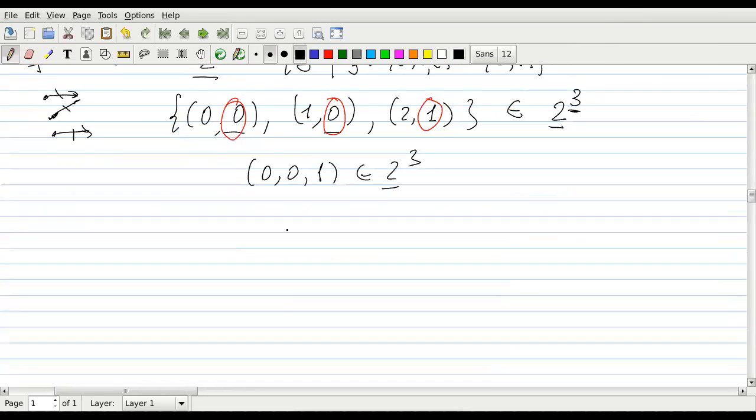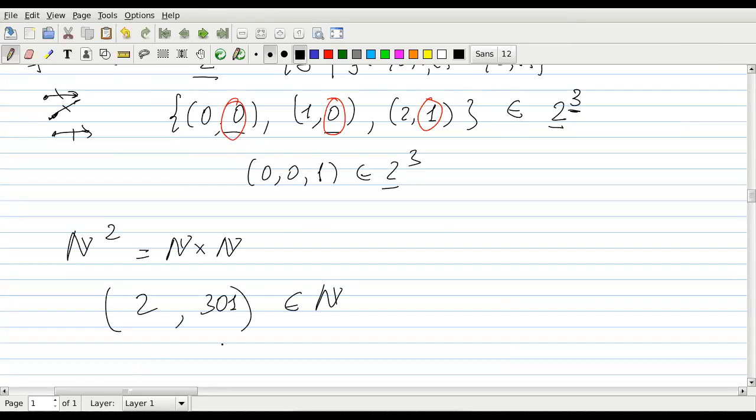Yes. Two more examples. What is naturals squared? This is a set of all pairs of natural numbers. Is it clear? Yes. Can you give an example of such a pair? 2, 3. 2, 3 is a pair of 2 naturals. And what if it is not 3 but 301? Is it possible? Yes.